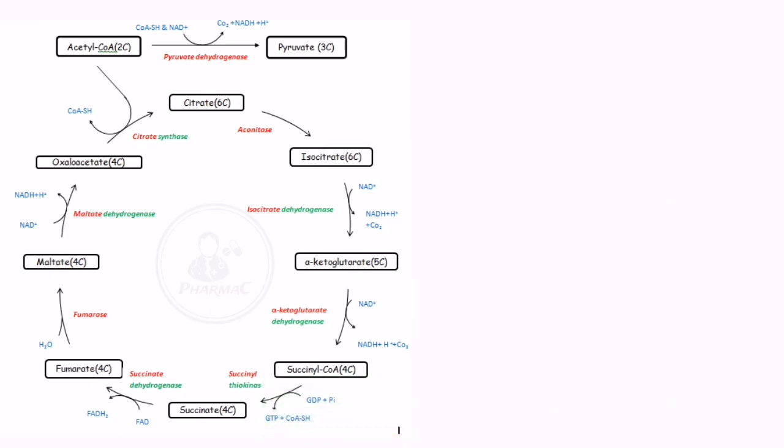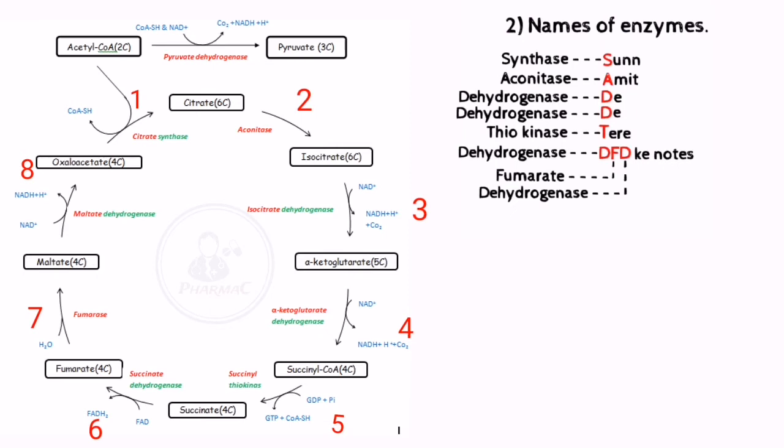For making the picture more clear, let us give numbers to the arrows first. 1, 2, 3, 4, 5, 6, 7 and 8. There are a total of 8 enzymes and 8 arrows. The enzymes will be placed at the respective arrows. Synthase at the first, aconitase at the second, and so on. The respective numbers will be followed by the names of the enzymes given in this mnemonic.